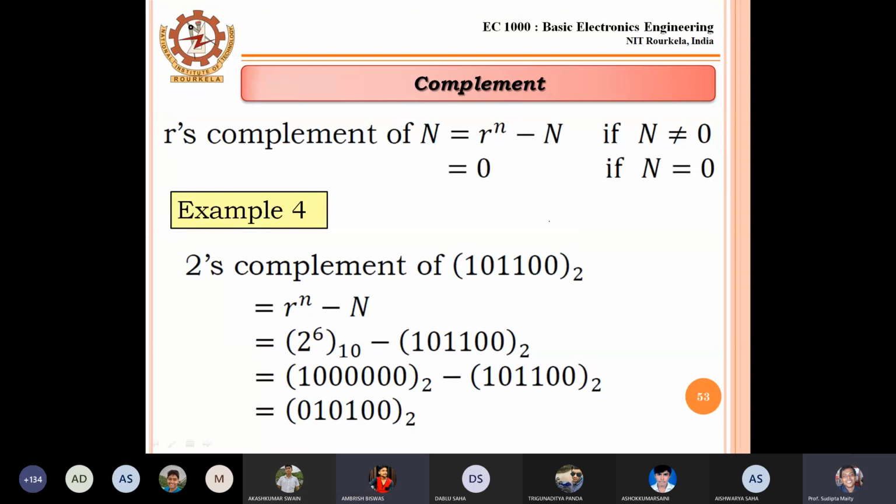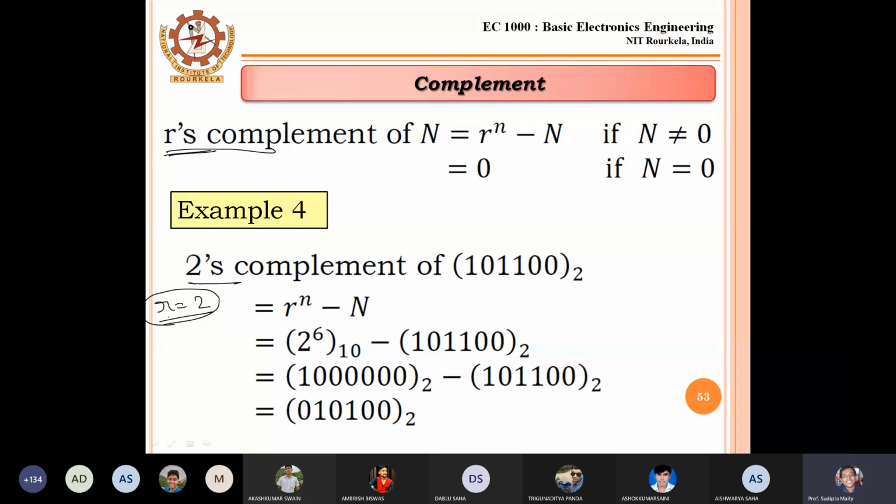Very good. Next move: 2's complement of a particular number. Formula. So here I know only one formula, the r's complement. It is 2's complement, so now r equals 2. Is it clear? R equals 2.